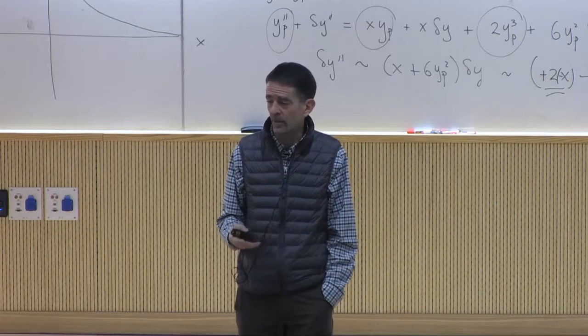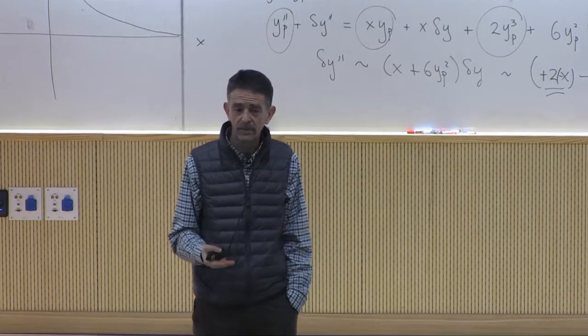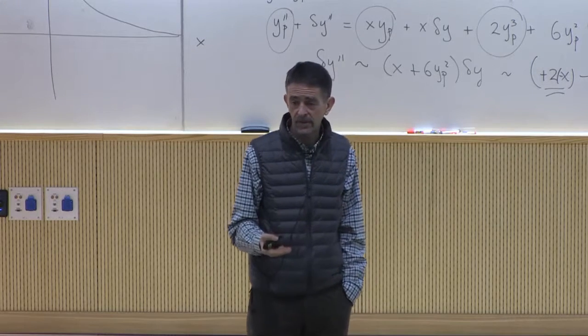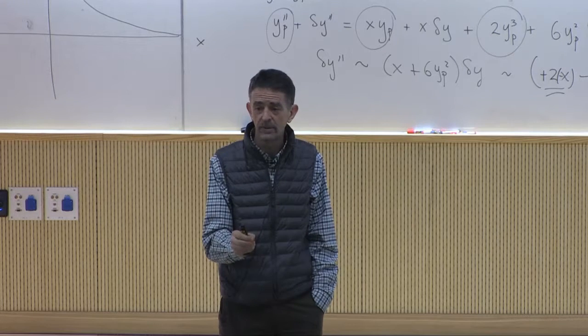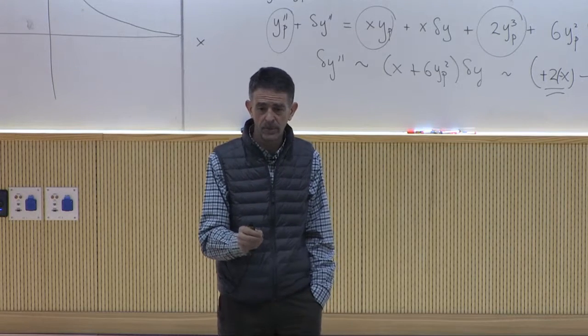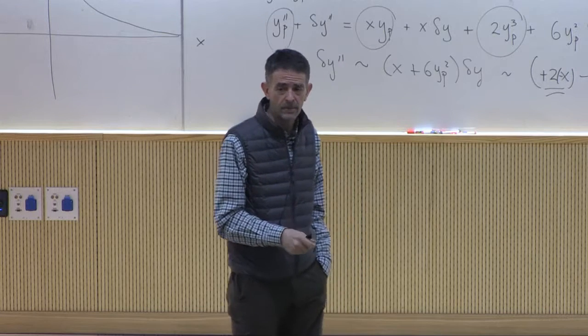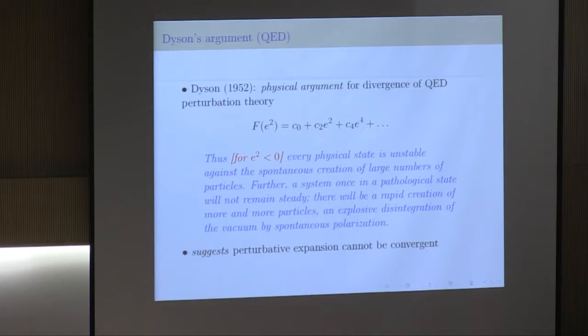Therefore, if you accept that, the only way out is for there to be a cut that starts exactly at 0, not at some non-zero value. You see the argument? So in words, here's exactly what Dyson said: every physical state is unstable against the spontaneous creation of particles. The system, once in a pathological state, will not... It's kind of waffly, but I think more or less everybody agrees that this argument is correct.